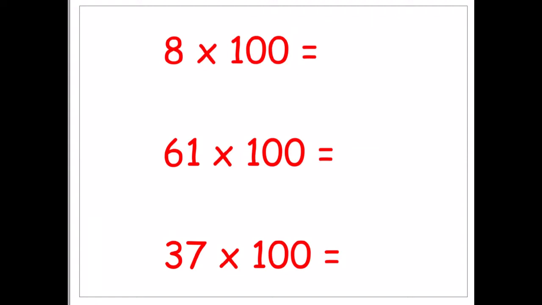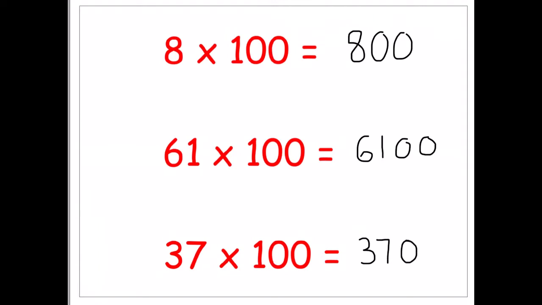Let's have a look at our 3 answers then. So the first question, 8 times 100. I've just got to add on 2 zeros to get my answer of 800. 61 times 100. Again, we're adding 2 zeros because there's 2 zeros on 100. So 6,100. And our final one would be 3,700.